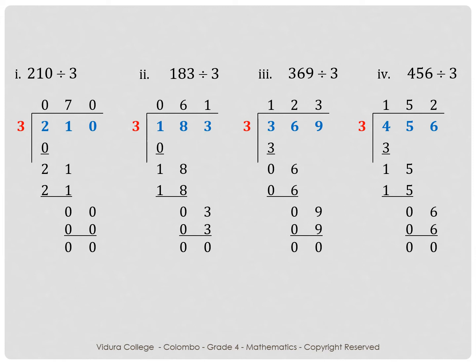The first answer should be 70 and no remainders. And the second answer should be 61, no remainders. The third answer should be 123 and no remainders. The fourth answer should be 152 and no remainders.